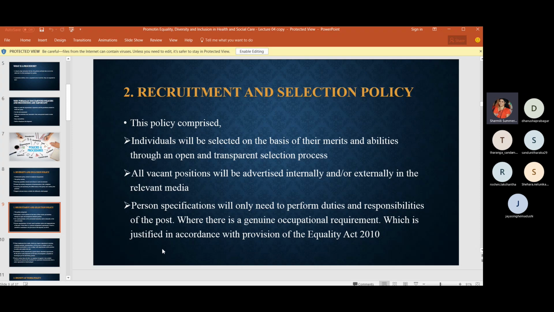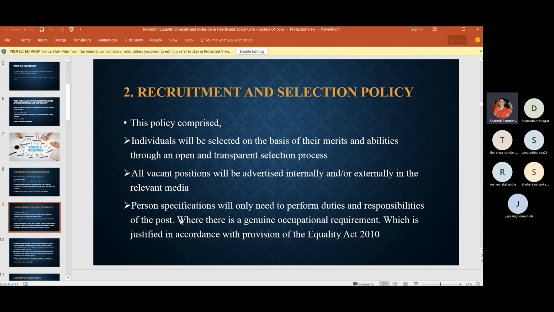And person specifications will only need to perform duties and responsibilities of the post where there is a genuine occupational requirement, which is justified in accordance with the provision of the Equality Act 2010. So regarding this person specification, I am not aware about other job interviews, but normally when we are talking about foreign academic vacancies, like if I'm going to apply for any foreign university as a lecturer or demonstrator, they ask for a special part called personal specifications.